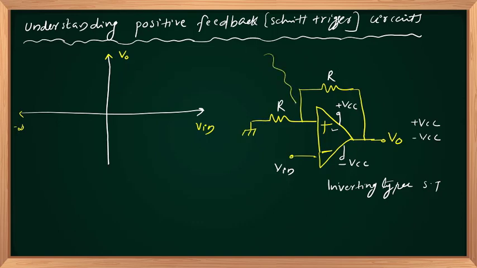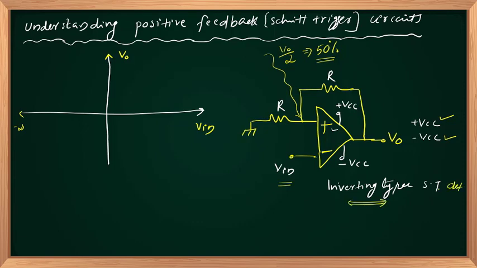We have an Opamp connected in positive feedback mode with equal resistances. That implies we'll have Vout by 2 at the non-inverting input, so the feedback is 50% here and the feedback is positive. The moment feedback is positive, the output will be either at plus VCC or at minus VCC. And I have my input connected at the inverting input of the Opamp. So we'll call it an inverting type Schmitt trigger circuit.